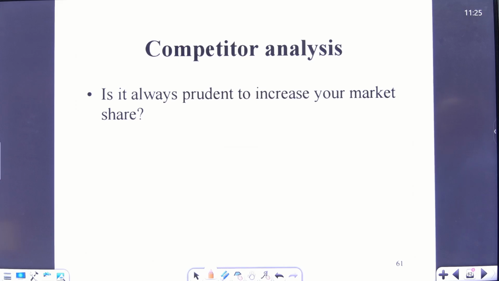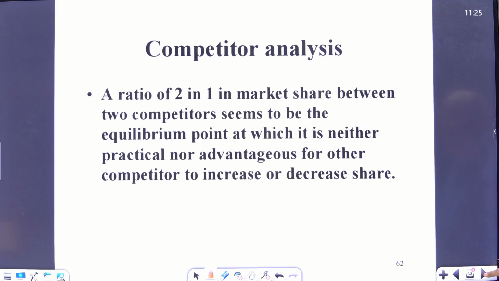It is always prudent to increase your market share. Everyone wants to increase their market share. A ratio of 2 to 1 in market share between two companies seems to be the equilibrium point at which it is neither practical nor advantageous for competitors to increase or decrease sales.